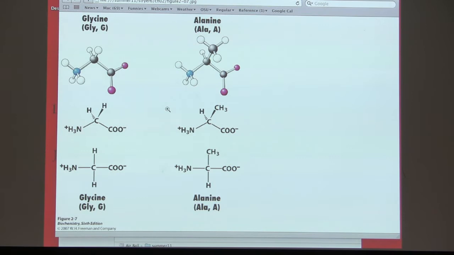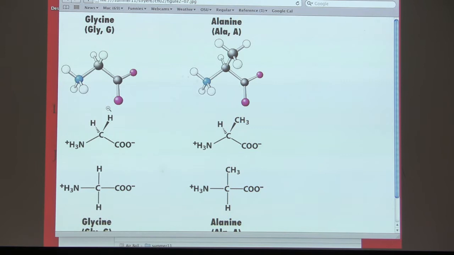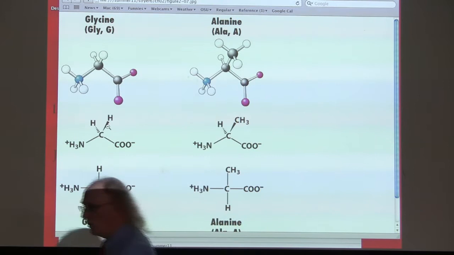Glycine is the simplest amino acid. Glycine is the only amino acid that doesn't have D and L isomers. Why? Well, glycine's R group is an H. Glycine, therefore, only has three different things attached to it, not four. It takes four different things for it to have stereoisomers. Therefore, glycine is the only one that doesn't have stereoisomers. It only has one form.